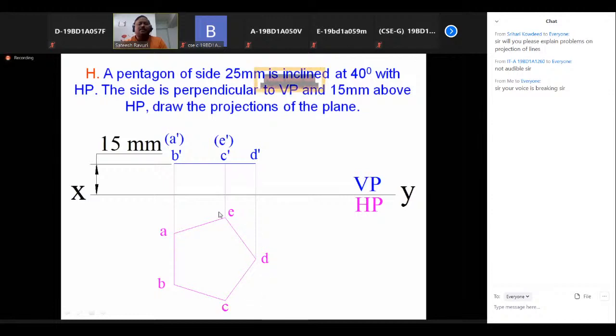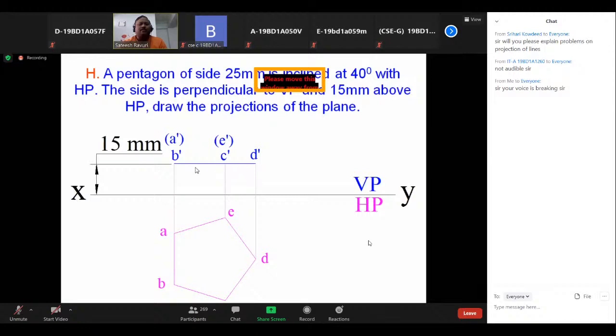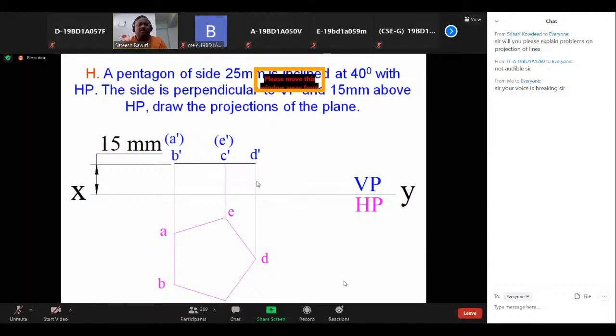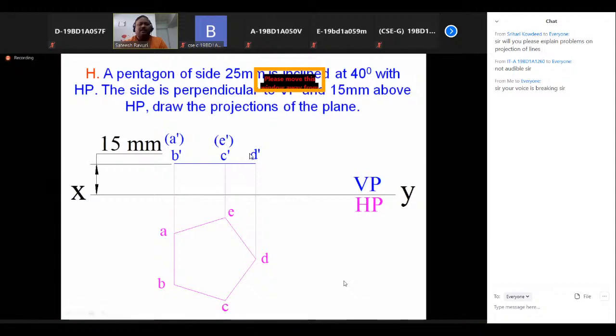Draw the true shape of the given pentagon with 25 mm sides. So A, B, C, D. Proportionally, you will get the straight line in front view as its front view of the given plane, which is 15 mm above. Now this is going to be inclined at 40 degrees, because here we have taken it parallel to the horizontal plane. This is purely for our convenience or for the simplicity of the solution.